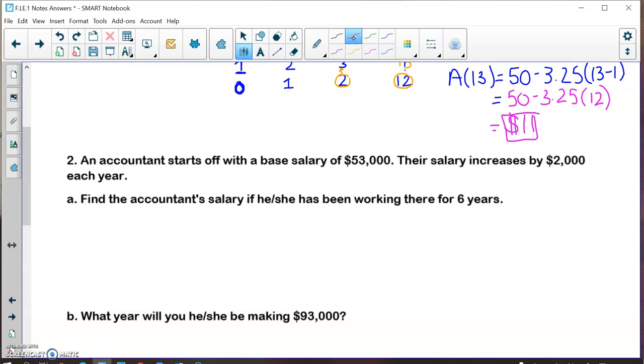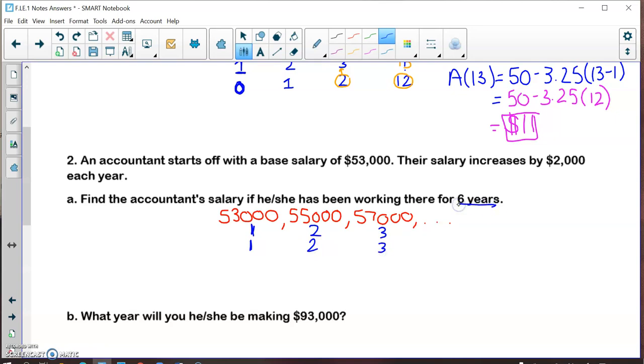So a reminder that, let's write a little bit of our sequence. 53,000. And the next year it would be 55,000. Next year would be 57,000, and so forth. In year 1, we made 53,000, and that was term number 1. So in year 2, or term 2 represents year 2. Term 3 would represent year 3.